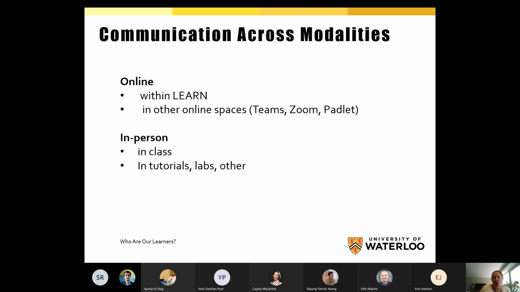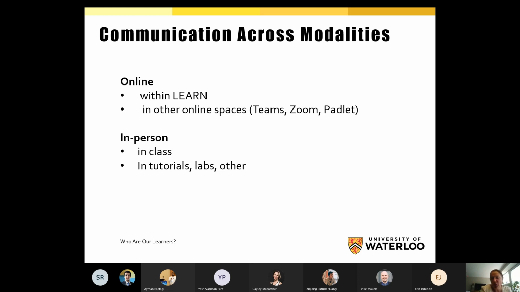So we have communications across modalities, and this is where things really get muddy potentially. You have online, meaning our learning management system, which for us is Learn, but also other tools that you use. You might use synchronous tools such as Teams or Zoom, perhaps Padlet, or some other app that's out there. And in person, yes, you have in class, but don't forget there are tutorials, there are labs. You might have meetings for teams, for projects. So there are lots of other communications happening. How are you making it consistent across all these modalities?